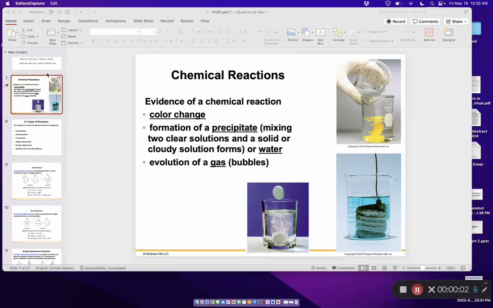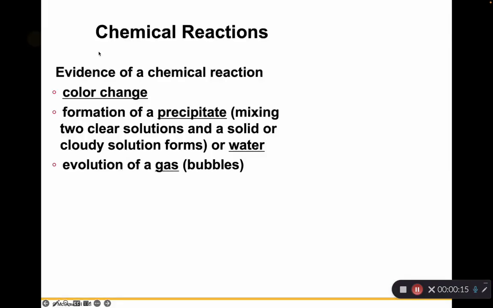Hello students, today we are going to continue our chapter 5. We explored chemical reactions and how to balance them in our earlier lesson. So today we are going to learn how to recognize different kinds of chemical reactions.